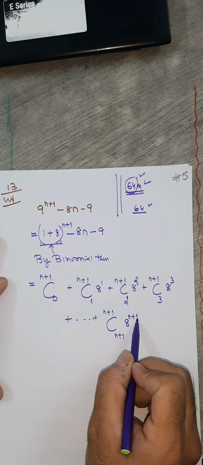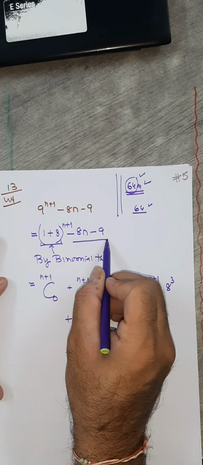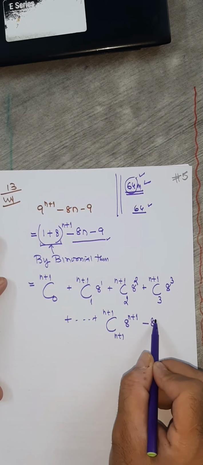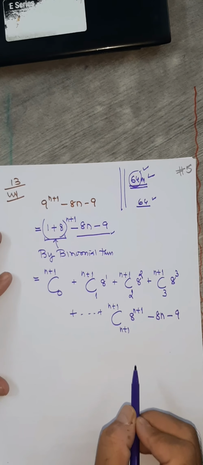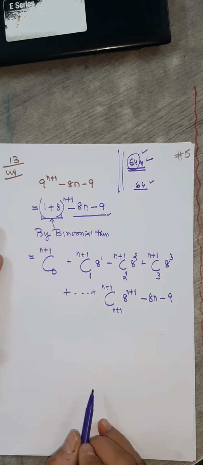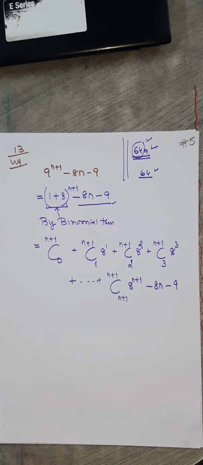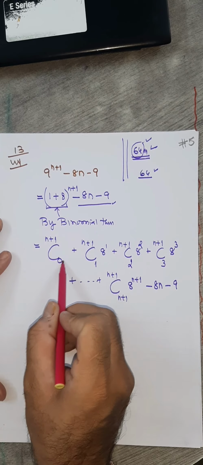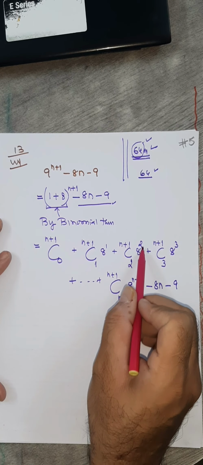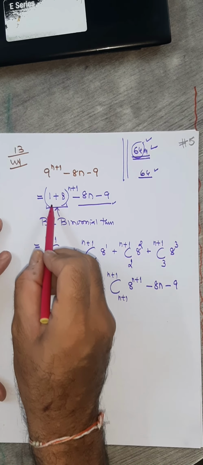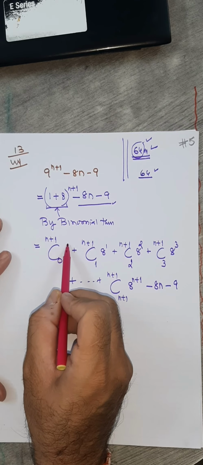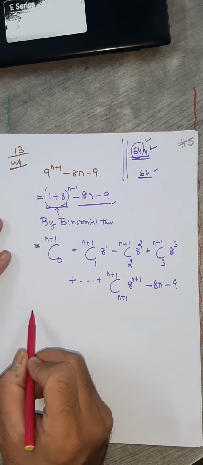What about these two terms which we are going to copy here? Minus 8n minus 9. We are doing nothing with that, remember. You don't have to do anything with it. That will keep as it is. What I've used? Simply binomial theorem, remember. 8 raised to 1, 8 square, and so on. Here this is 1, so you have 1 raised to something which is 1. So that I have not written.